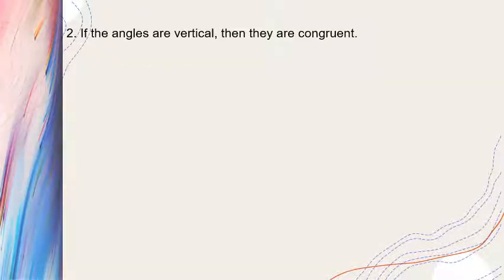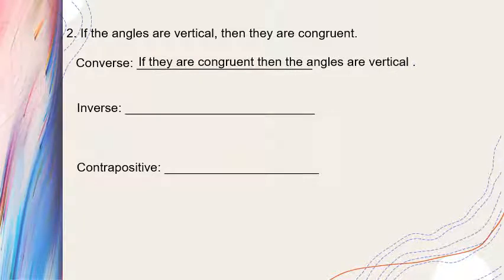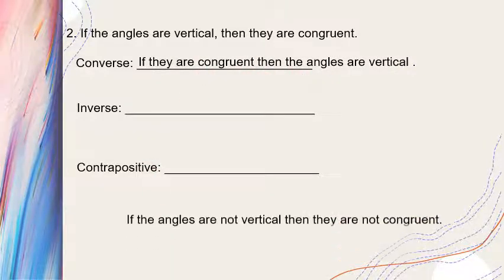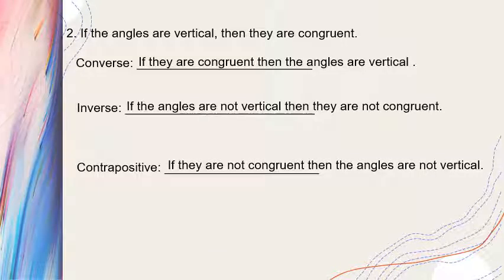For number 2, if the angles are vertical, then they are congruent. Let's do the converse first, then the inverse, followed by the contrapositive. This is the converse: if they are congruent, then the angles are vertical. For inverse, if the angles are not vertical, then they are not congruent. For contrapositive, if they are not congruent, then the angles are not vertical.